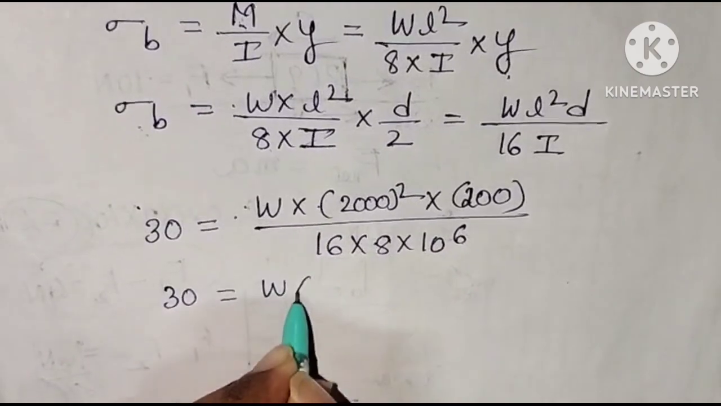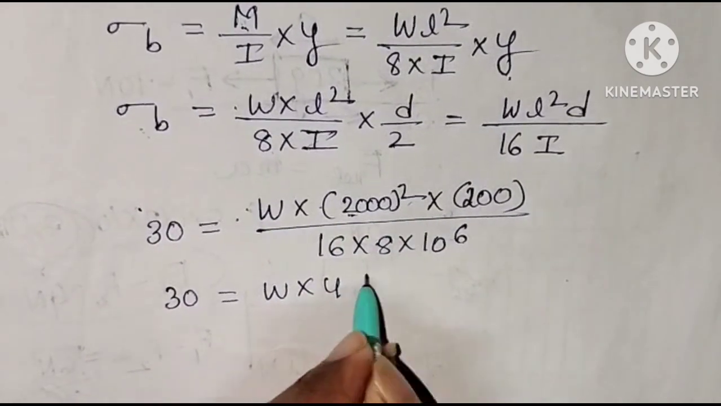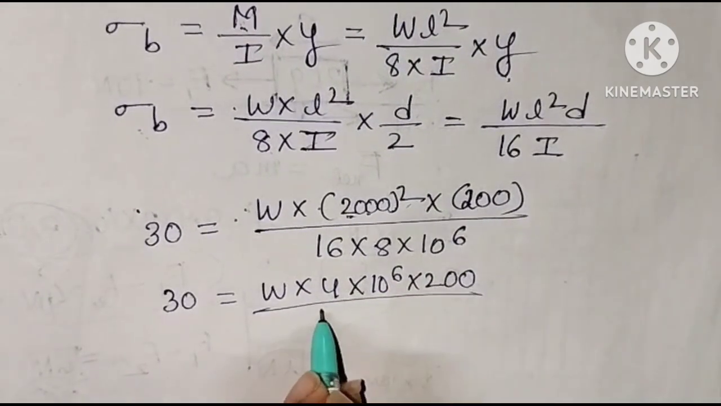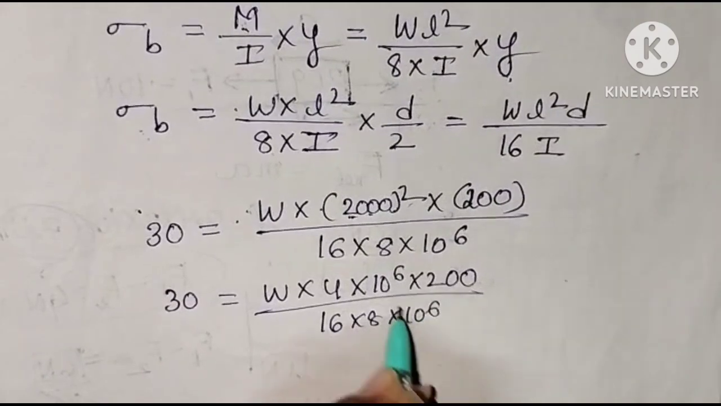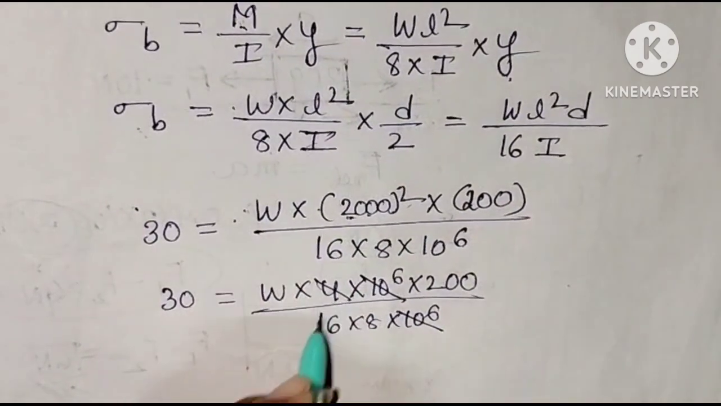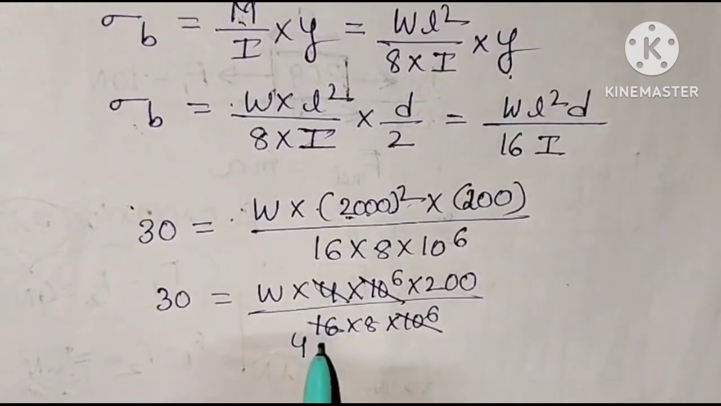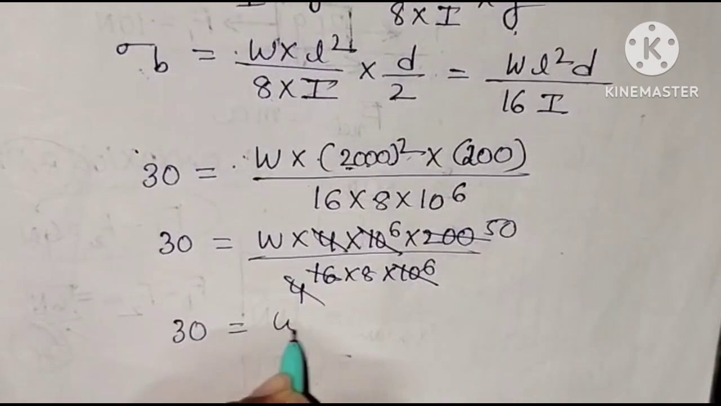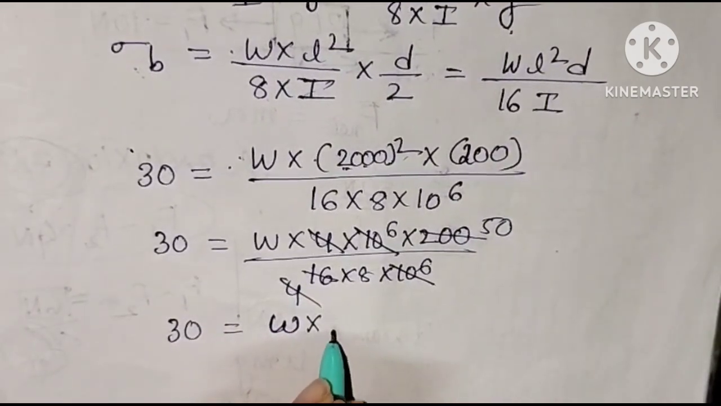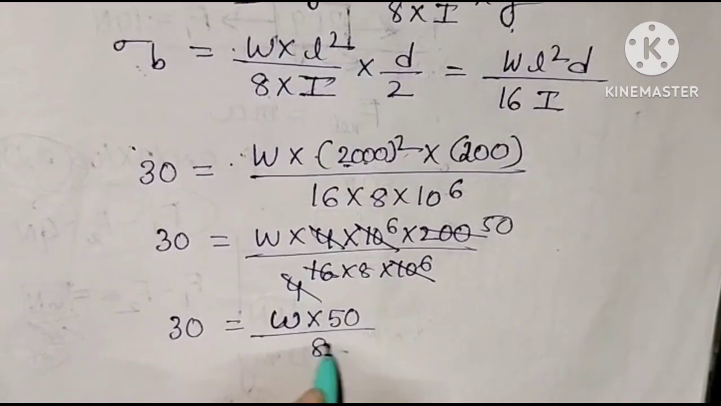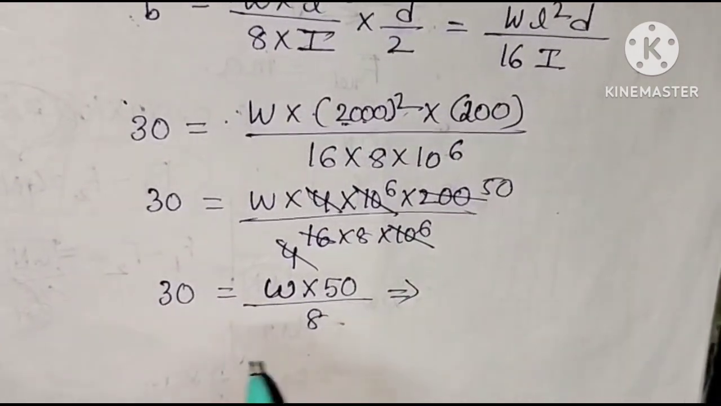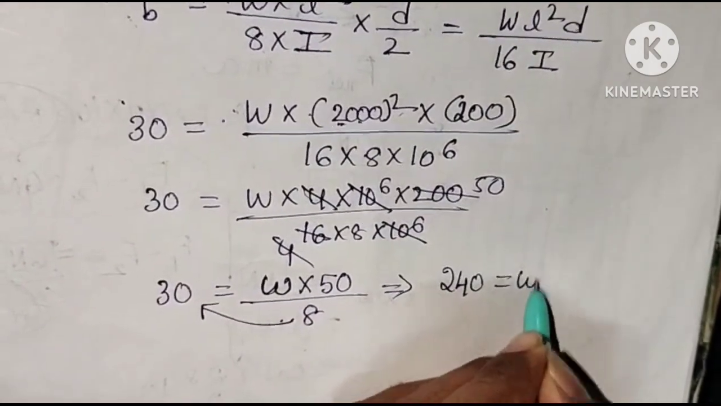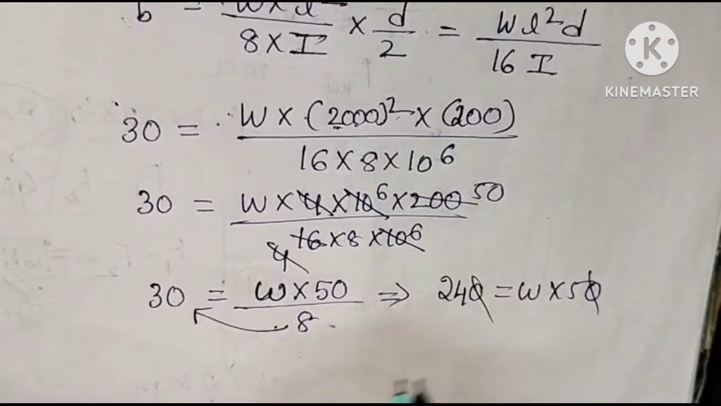30 is equal to W into, 2000 whole square means 2 square, 4 into 3 zeros whole square, means 10 power 6, into 200 by 16 into 8 into 10 to the power 6. So 10 to the power 6 and 10 to the power 6 cancel. 4 1s are 4, again 4 50s. 30 is equal to W into 50 by 8. Now transpose 8. 8 into 30 is 240. 240 is equal to W into 50. So the 0s get cancelled.